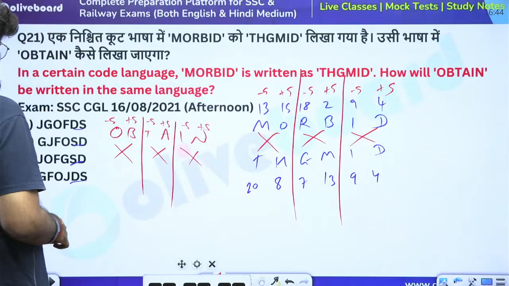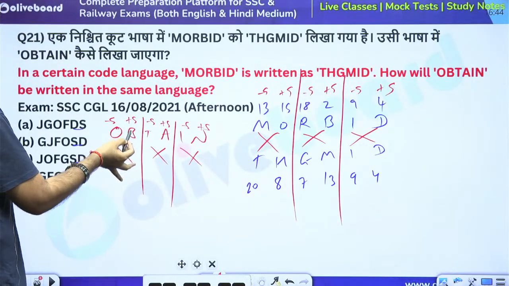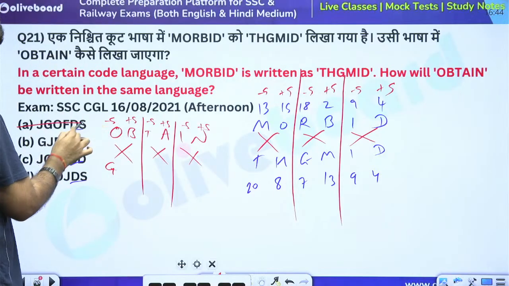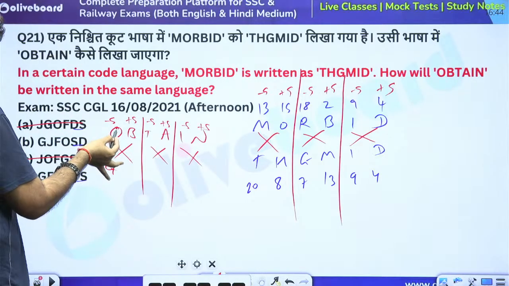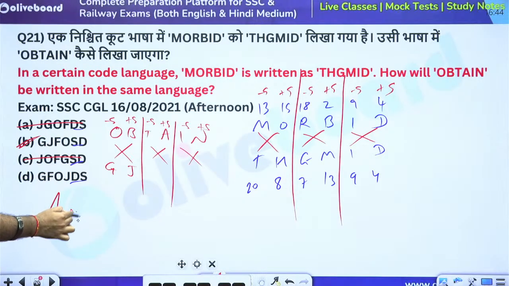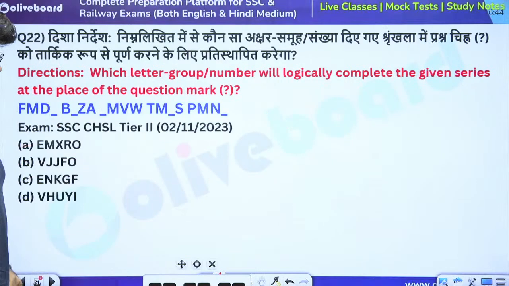So just check the first 2 letters. 2 plus 5 is 7, so the first letter is G, and the other options are gone. The second letter will give us our answer. 15 minus 5 is 10, so G, J. Option B is the right answer. Done? Okay. Next.